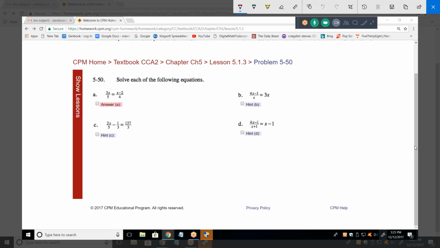Wait, last time we did this, you said you didn't have to cross multiply every time. This is not one of those. No. This one we do have to.